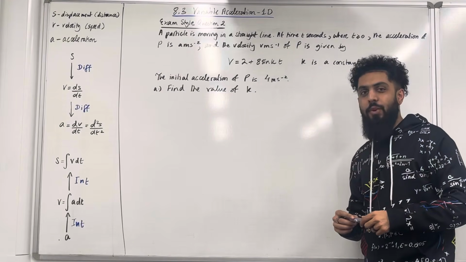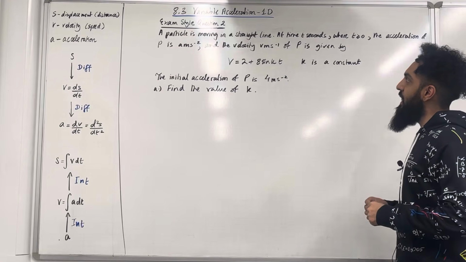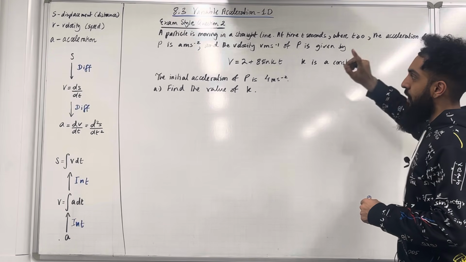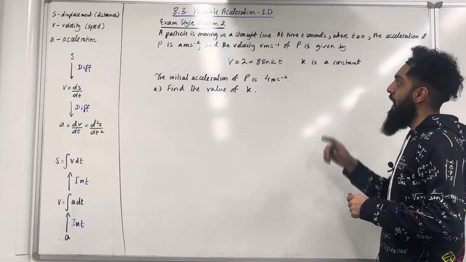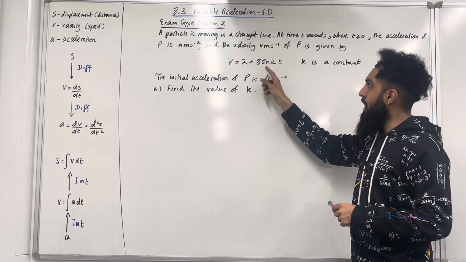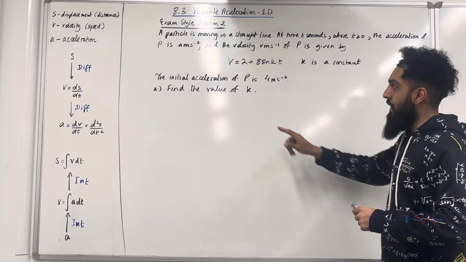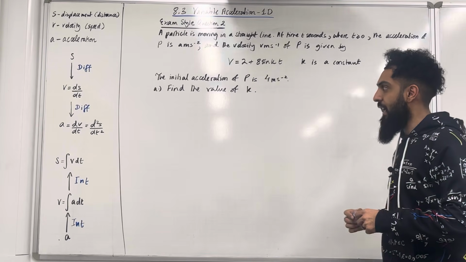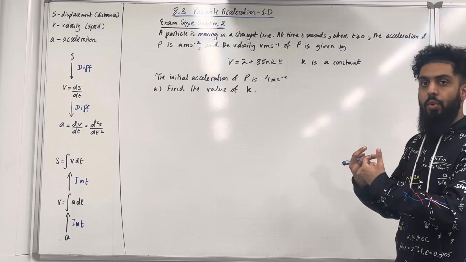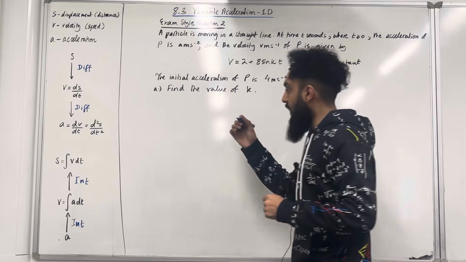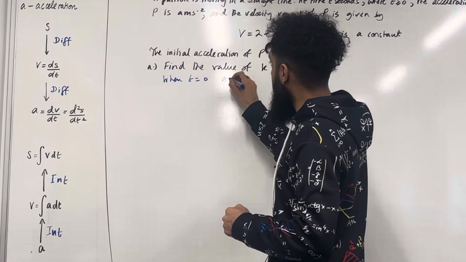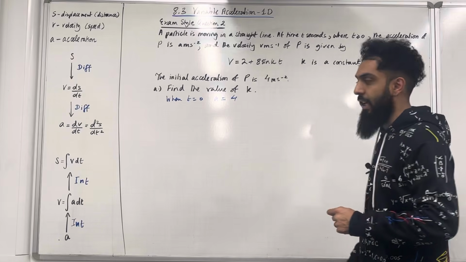Here is exam style question 2. A particle is moving in a straight line. At time t seconds, where t is greater than or equal to 0, the acceleration of P is a meters per second squared, and the velocity v meters per second of P is given by this particular equation. k is a constant. The initial acceleration of P is 4 meters per second squared. Part A, find the value of k. So initial means t is equal to 0. So when t is equal to 0, the acceleration a is equal to 4.